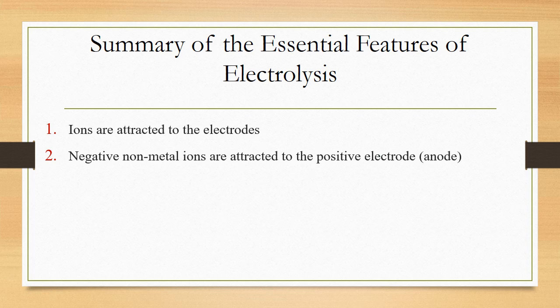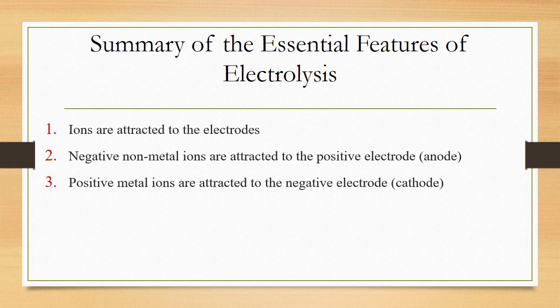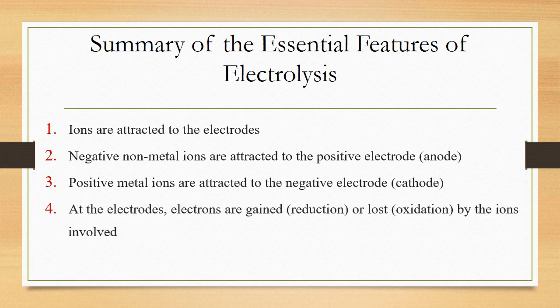Negative non-metal ions are attracted to the positive electrode, called the anode. Positive metal ions are attracted to the negative electrode, called the cathode. And at the electrodes, electrons are gained, which we call reduction, or lost, which we call oxidation, by the ions involved. And products are formed at each electrode. So now we're going to look at some examples of electrolysis and some products that form.